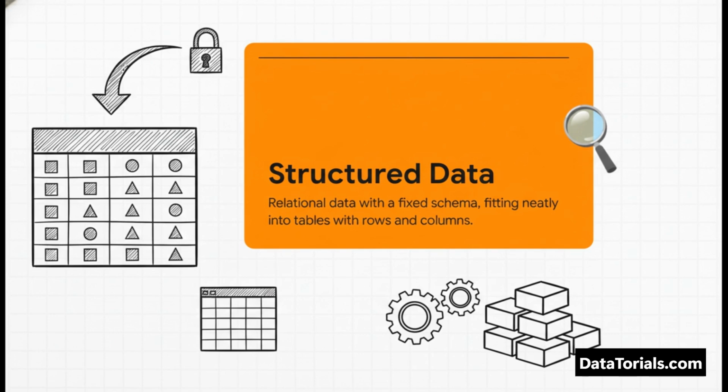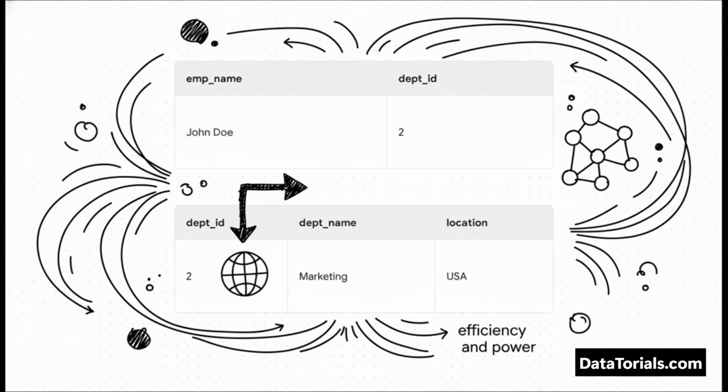This is the world of traditional databases, the kind that have been the workhorses for banks and big businesses for decades. And here's where the real magic happens. These tables can actually talk to each other. See that Dept ID column? It's in both tables. That's the secret link. So the top table tells us an employee has a Dept ID of 2. We just look up that ID in the bottom table and boom, we instantly know they work in marketing and they're located in the USA. It's such a simple idea, but it's an incredibly powerful and efficient system.